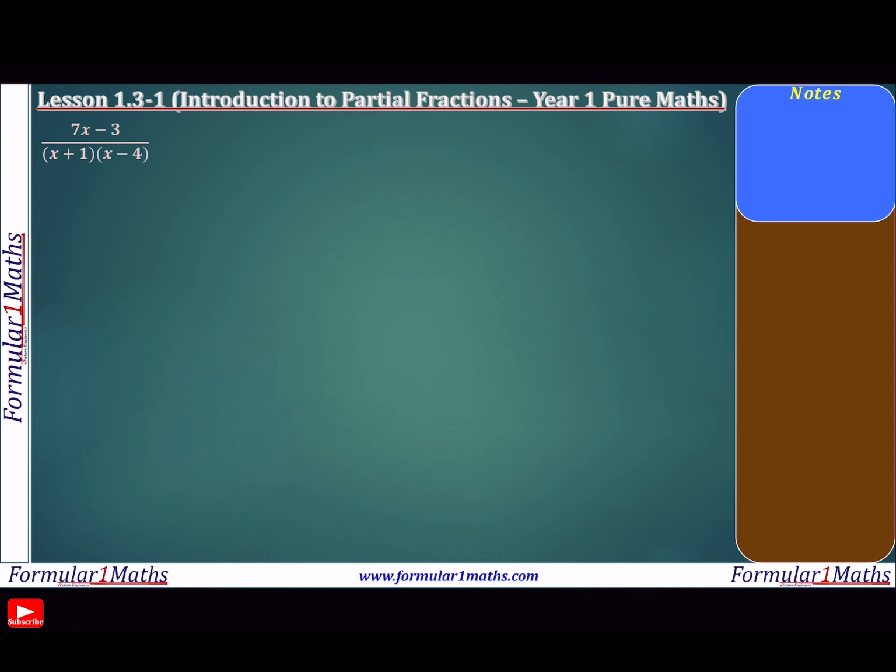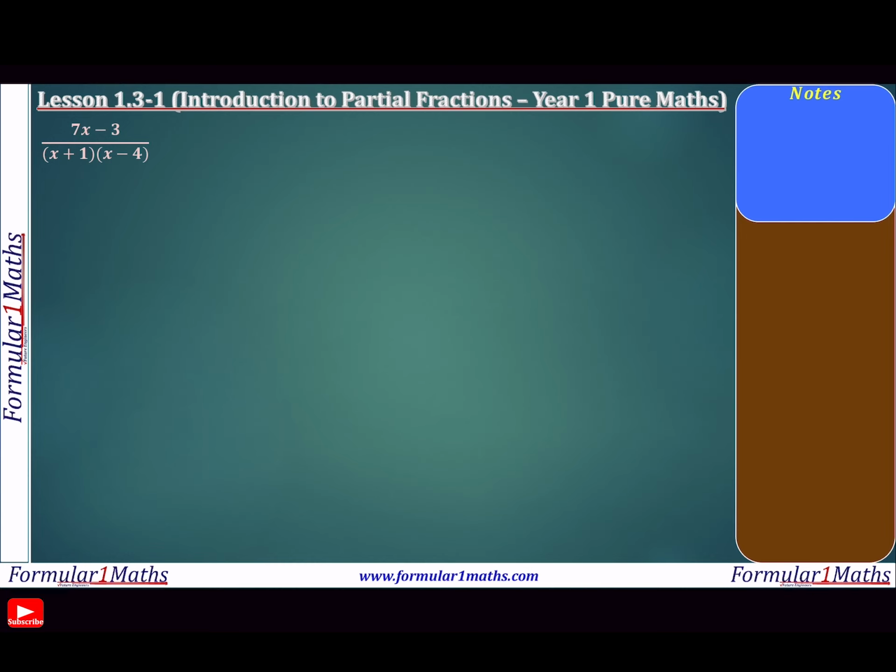If you are also asked to expand this, then it will be very difficult to expand it as it is. And so you have to resort to splitting the expression into partial fractions before applying the techniques of binomial expansion. So these are two applications of why we need to learn how to split fractions into partial fractions.